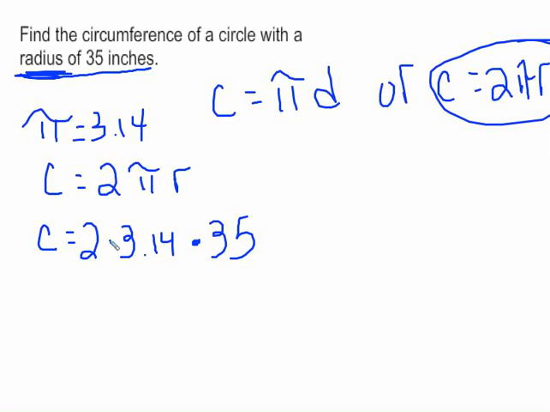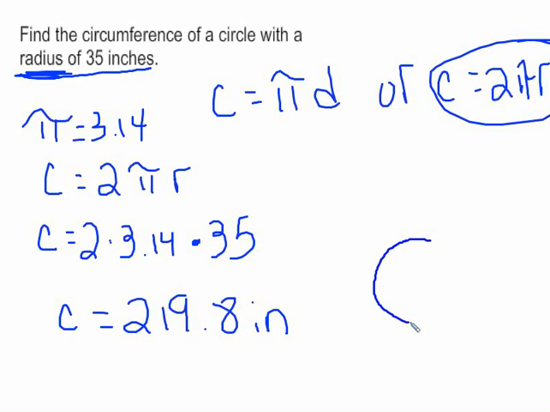So you should get circumference equals 219.8 inches. Since I'm going around the circle, it's just going to be inches. Okay, it's not like area. I'm not measuring this in square inches. I'm measuring it in just straight inches.